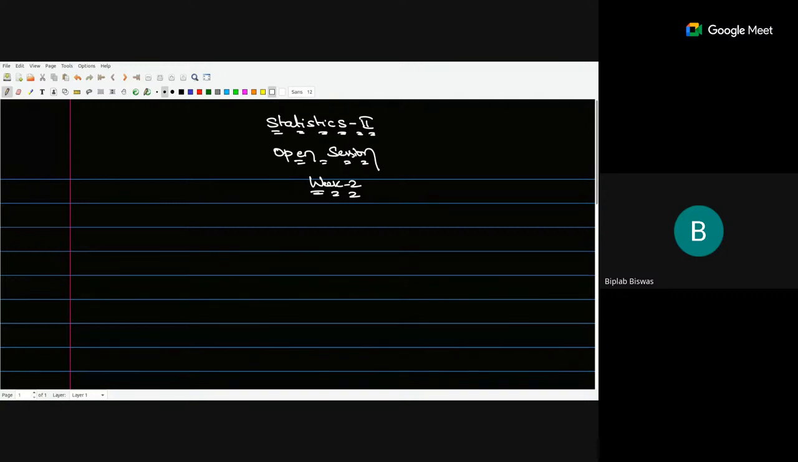In that example, it is supposed to be geometric data, the sample given. But it looks like there is a distribution over 0, 1, 2, 3, 4. For 0, 1, and 2 it is a geometric progression, but for 3 and 4 it is the same probability, 1 by 16 and 1 by 16. My doubt is, if it is repeating the value, can we still take that as geometric? It's not geometric, first of all.